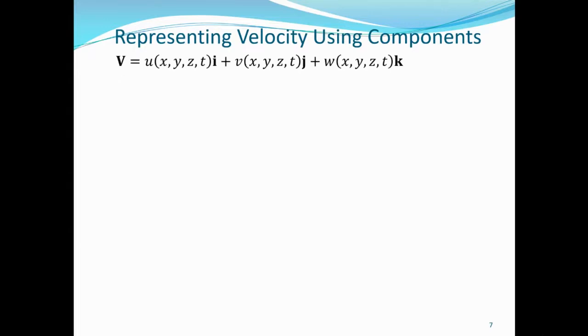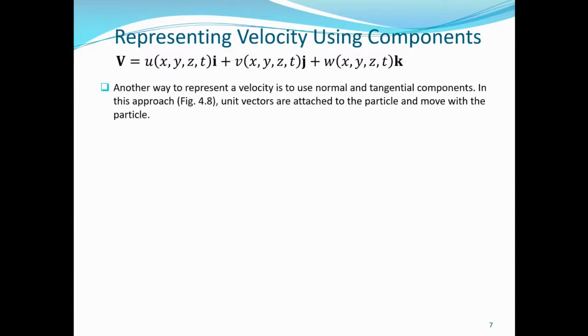Now, representing velocity using components. We have seen even in the velocity field, we have x and y components. This is a general representation of velocity. We have u, which is a function of x, y, z, and t, because the velocity varies in 3 directions, and you have v, you have w. Here i, j, k are the unit vectors directed along the 3 coordinate axes.